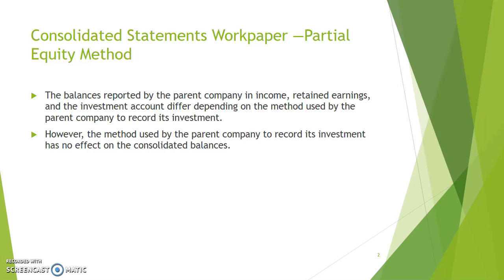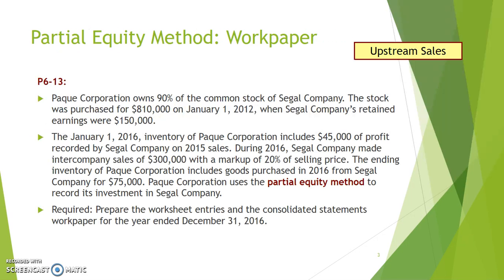You should note that the balances reported by the parent company in income, retained earnings, and the investment account differ depending on the method used by the parent company to record its investment. Recall, there are three methods that the company can use: 1. The cost method, 2. The partial equity method, and 3. The complete equity method. However, the method used by the parent company to record its investment has no effect on the consolidated balances. In this video, we will be looking at the partial equity method.